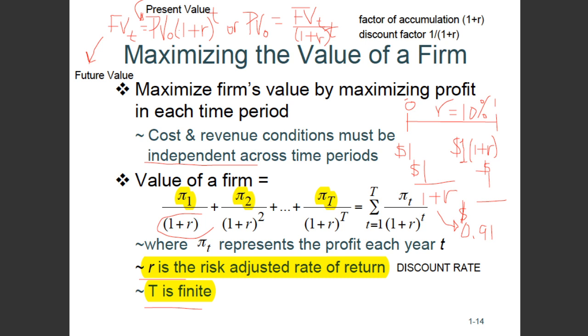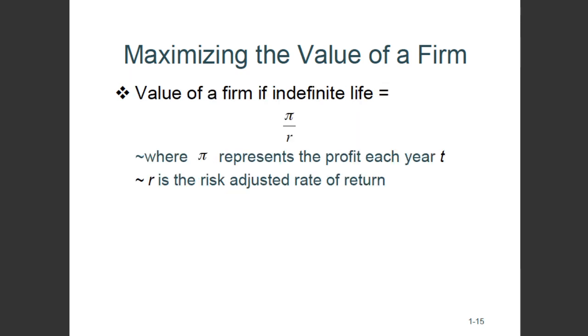And so it's possible, and lots of the modeling and the valuation models for firms build on this assumption that the firm could exist forever. So how would you figure out the value of the firm if the firm could exist forever? It turns out, mathematically, that this would be the value of the firm.